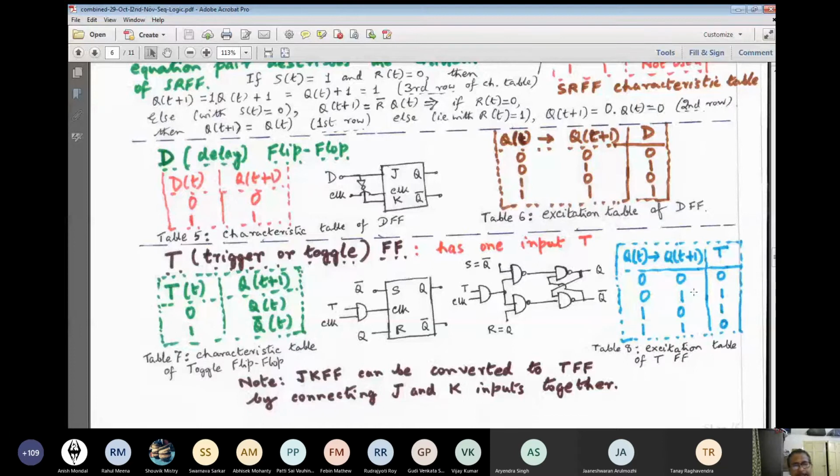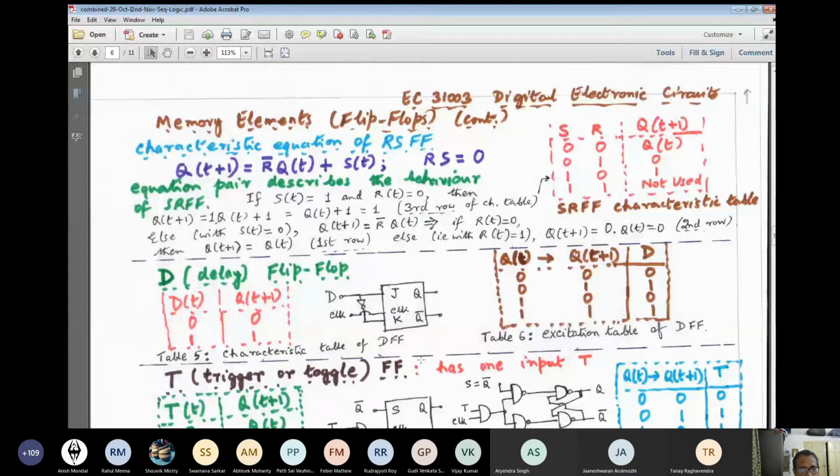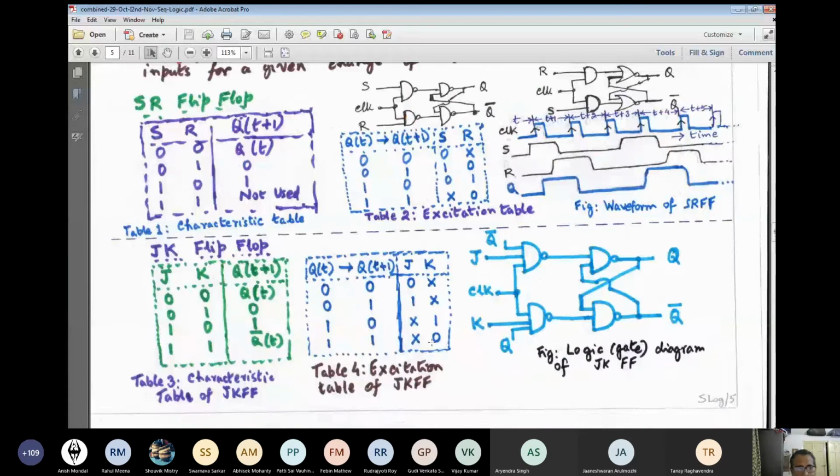Also, from the JK flip-flop, we can convert to a toggle flip-flop. We just connect the J and K inputs together, as if it is a single input T. So when T is 1, along with the clock, it immediately becomes like this, S and R, and it will lead to a change of the output. I hope there is no doubt how the toggle flip-flop has come into play.